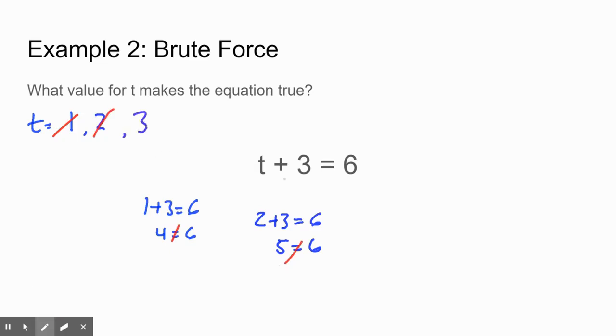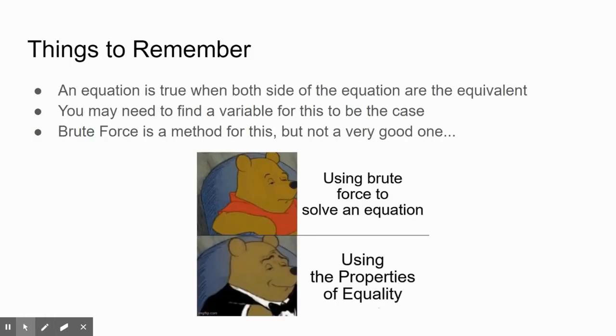Is the third time going to be a charm? 3 plus 3, does that equal 6? Absolutely. Who would have ever thunk that the third one would be the charm? It's almost like I did that intentionally. But this is kind of the idea of the brute force method. Sometimes you also call this guess and check, but it's not actually the best way to do this. There's an easier way to do this, though to be fair, you could probably look at this and figure it out in your head. So things to remember about this video.